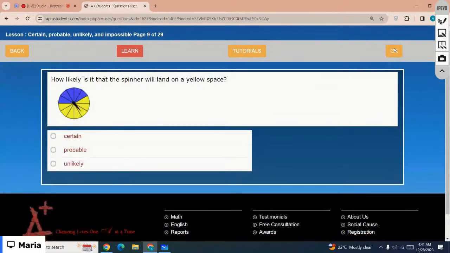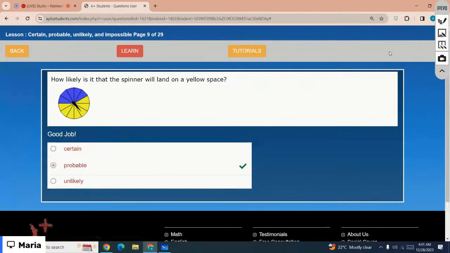If you spin a spinner, how likely is it that the spinner will land on a yellow space? Which is the correct option? You have more yellow space than blue one, right? So that means it is probable it will land on yellow space. The correct option is probable.